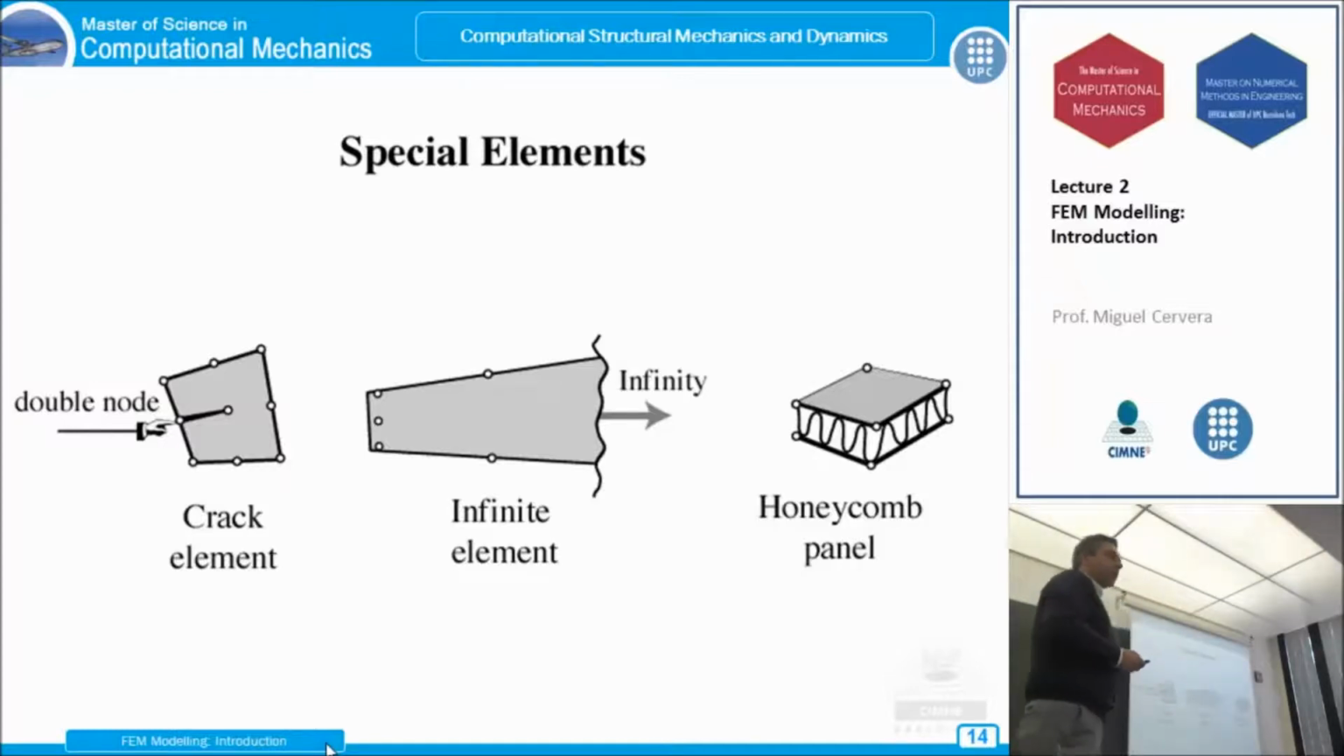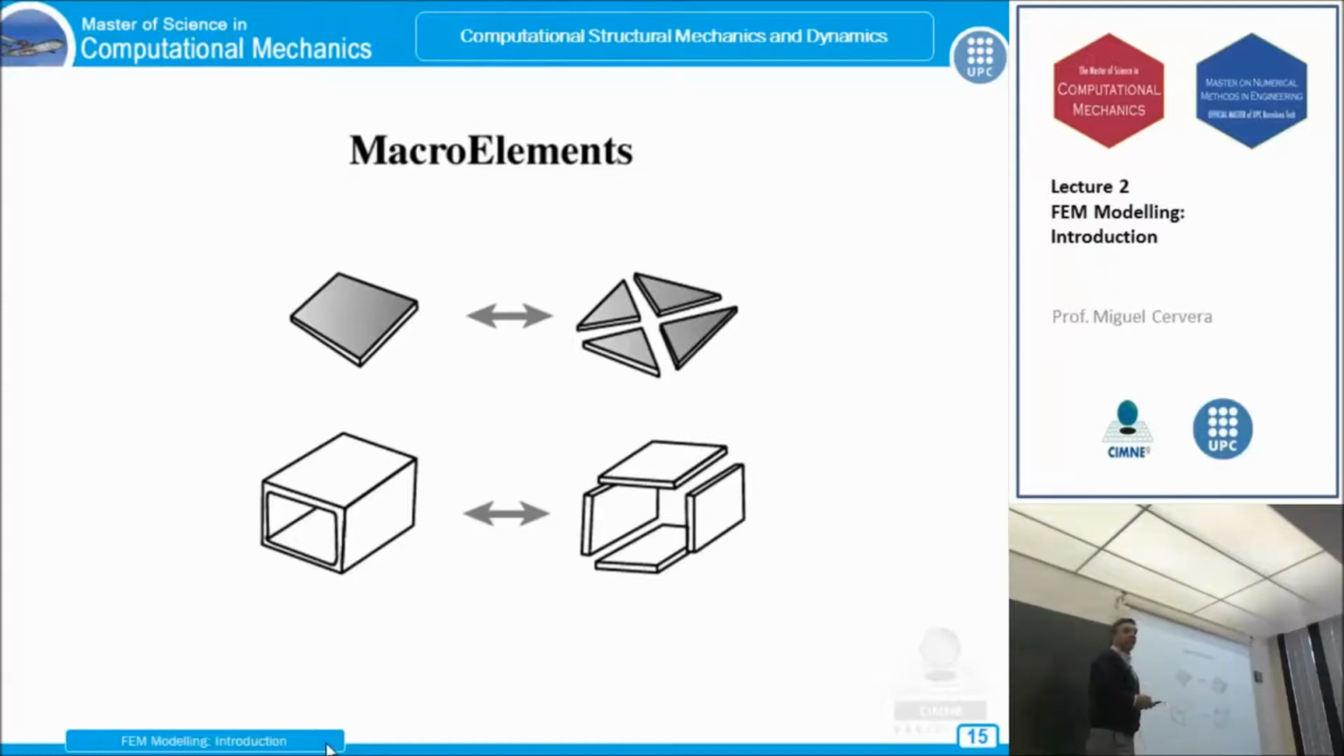So these are special in the sense that they are for special applications. More interestingly, you have macro elements. What is a macro element? A macro element is when you combine some elements to create a new element. For instance, you can create a quadrilateral element by combining 4 triangular elements. Okay? So you know the stiffness matrices of these 4, you assemble them, you condense out the degrees of freedom of the central node, and there you are, you have a quadrilateral element made of triangular elements.